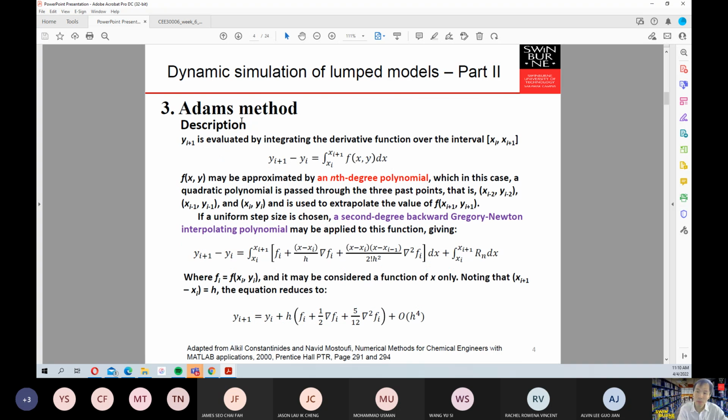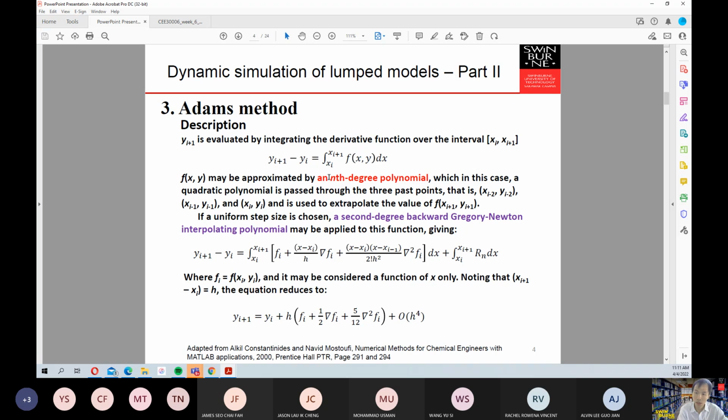So the first one that we talk about is the Adams method. In the Adams method, we evaluate yi plus 1 by integrating the derivative function over the interval xi to xi plus 1. If in the place of this f(x, y) we use a second degree backward Gregory-Newton interpolating polynomial, then what we will get is the Adams method.